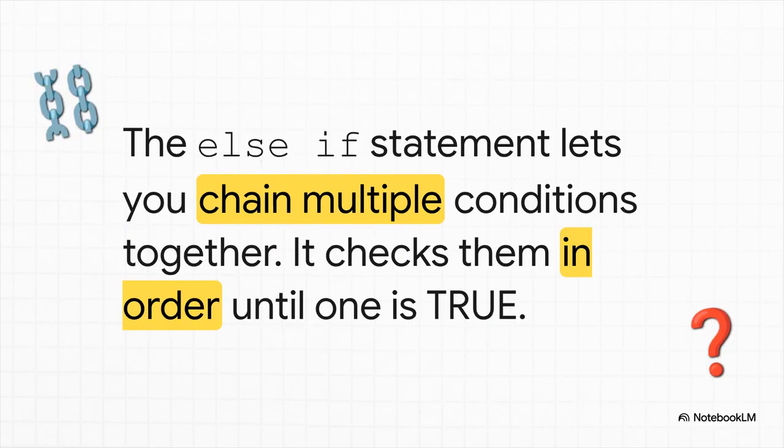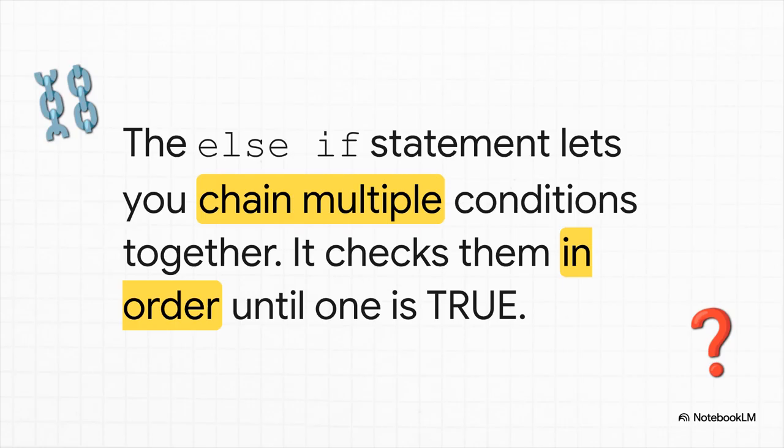But what if you've got 3 or 4 or even more possibilities? For that, we use else if. This lets us build a whole chain of questions. The program asks the first if question. If it's false, it moves to the next else if question. If that's false, it moves to the next one and on, until it finally finds a condition that's true.